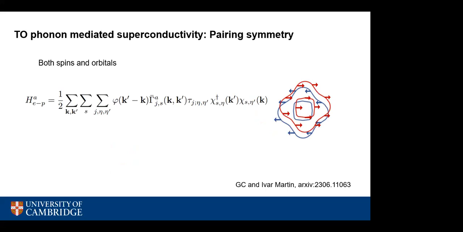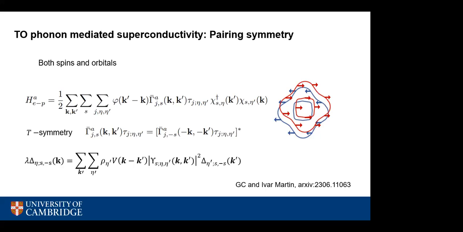Right, and then once you project this electron-phonon interaction, now it's the same interaction that I wrote in the beginning. I'm just projecting it over the band basis, and the vertex function is related to a new vertex function. The most important thing for that is because of the time reversal symmetry. This vertex function has this condition where flipping the spin and the momentum and taking a complex conjugate, you go back to the same. And then doing some algebra, you can show that the linearized gap equation takes some form like this.